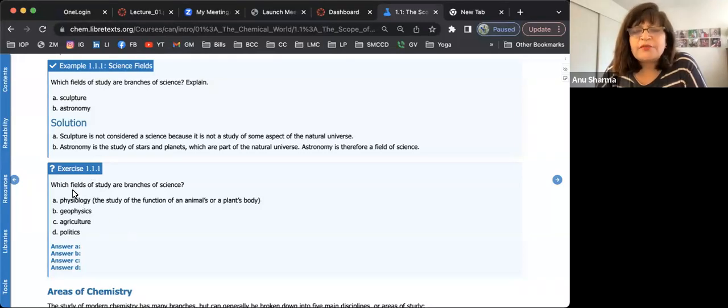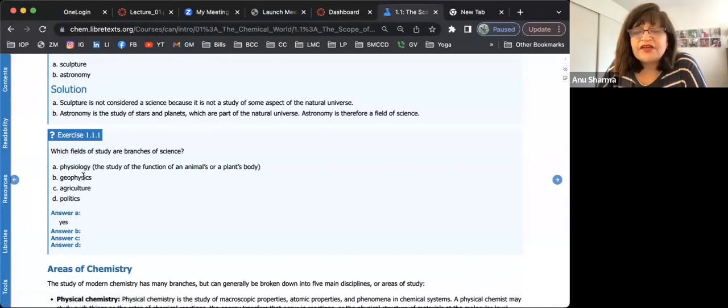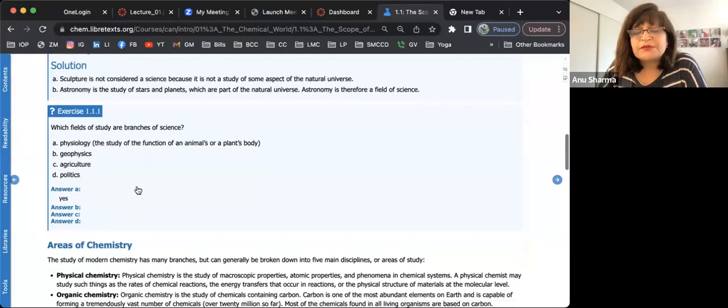So here we are talking about which fields of study are branches of science: physiology, geophysics, agriculture, or politics. If you look at it, physiology is a study of animals and plants. So all this relates to science. So the answer to this one is yes. Geophysics, because it combines geography and physics, so that is also a field of science.